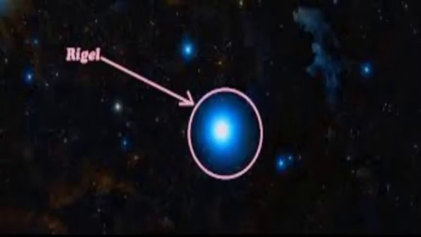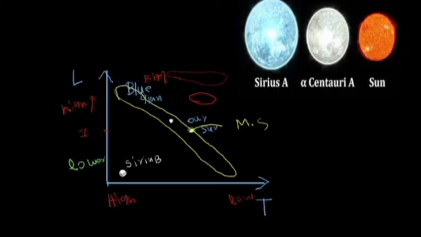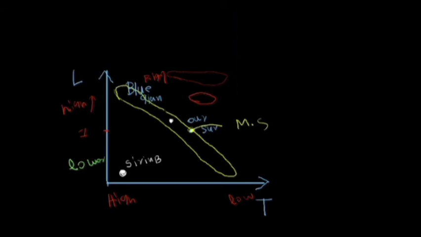Sirius A is located just above our Sun. It's the brightest star that we can see with our naked eye, a massive star compared to our Sun, very bright. And some other stars like Canopus are located in the red supergiant phase.